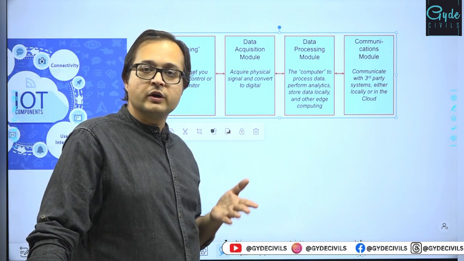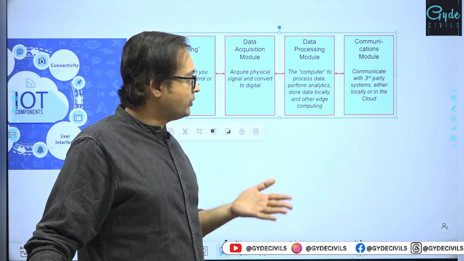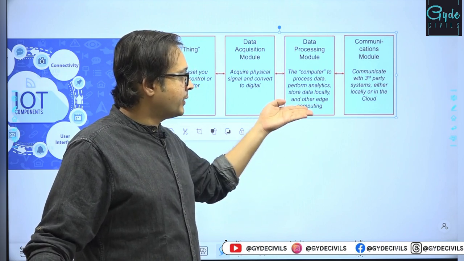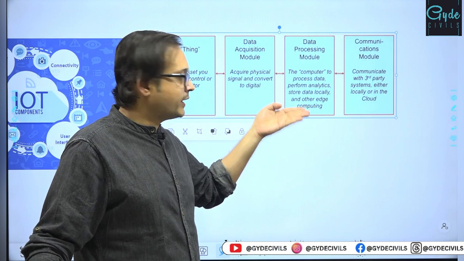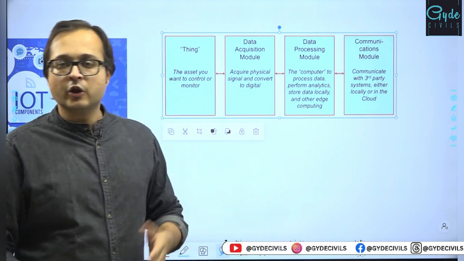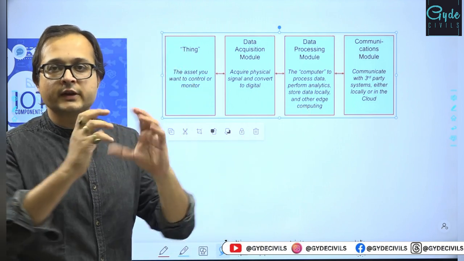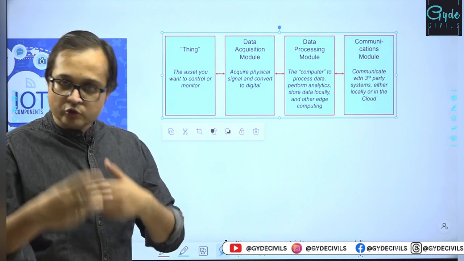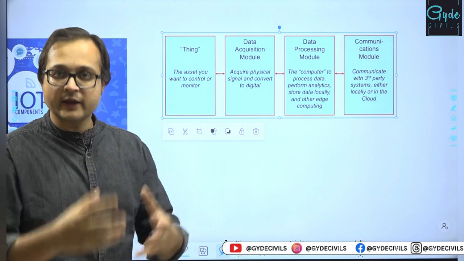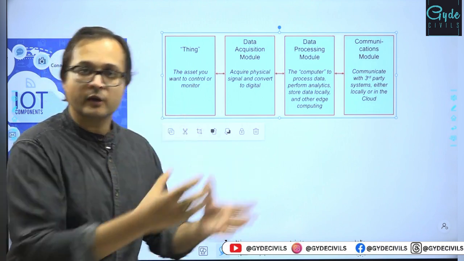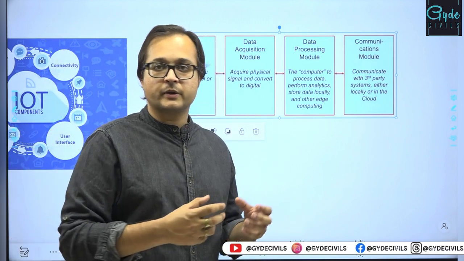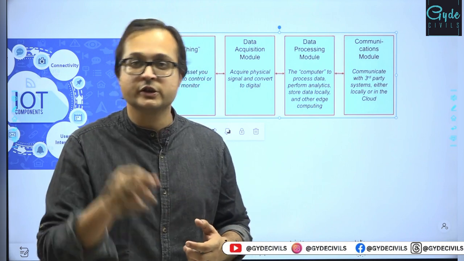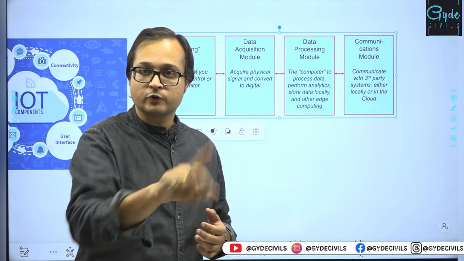The data processing module in Internet of Things is the computer to process data, perform analytics, store data locally, and other edge computing methods can be generated. So ultimately what we are doing, over the network we have generated a large amount of data, we analyze that data, generate the actionable values out of that particular data, and then give the command to the machine that you have to work on this.